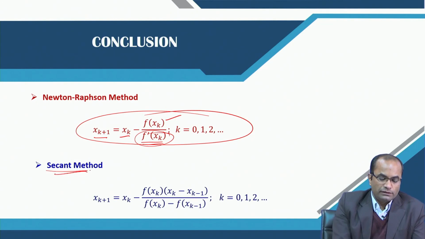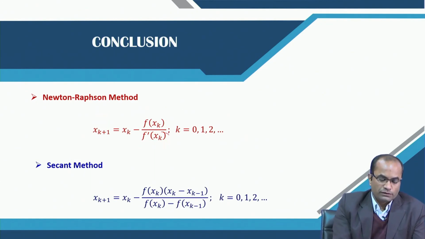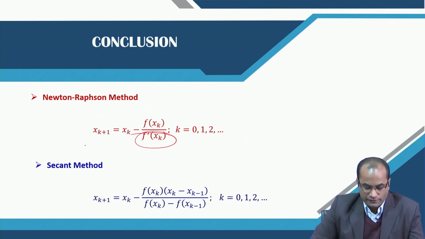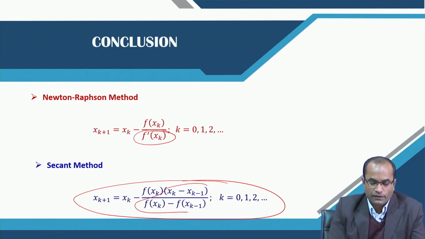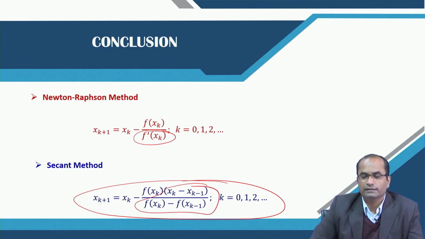The second method: the problem with the Newton-Raphson method was the calculation of the derivative term, which can be avoided in the secant method, where instead of the derivative an approximate value is taken as this quotient here. So, this also works well when it is difficult to compute f prime x.